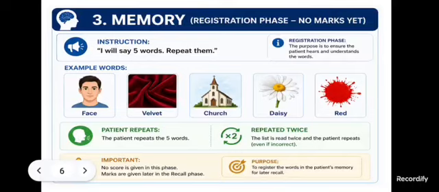Examination of memory. During this examination, we do not award any marks to the patient. We show him 5 names, ask him to remember those 5 names, and ask him to repeat the names twice. Whether he is able to repeat them correctly or not, he is not given any marks during this examination. The marks will be given only during the examination of recall.